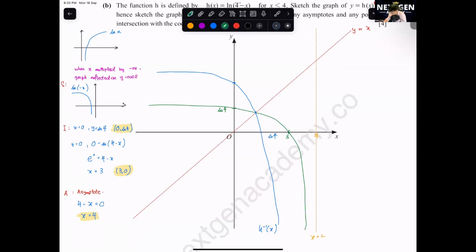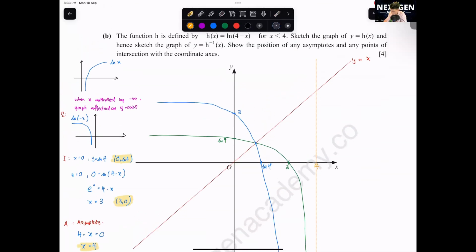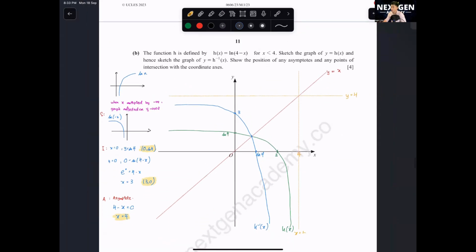You have to label also, because you're all doing it in one color. This one is h(x). Then here is ln 4, then here is 3. Then one more is the asymptote right now, this one is y equals to 4. You have to show all of these points here.